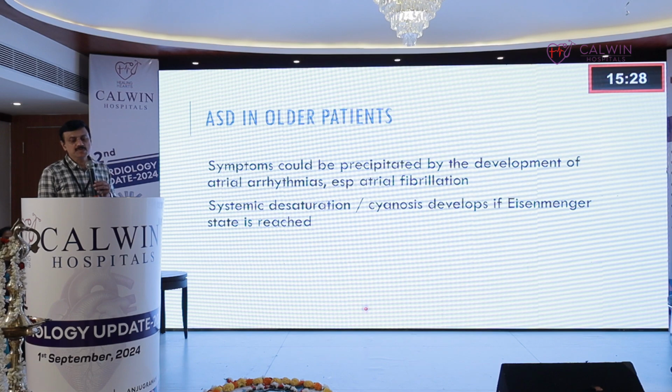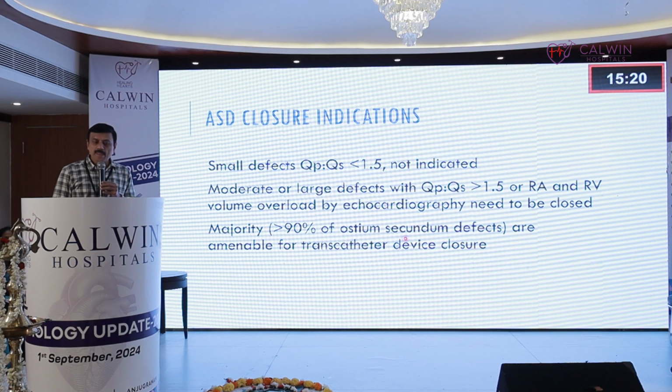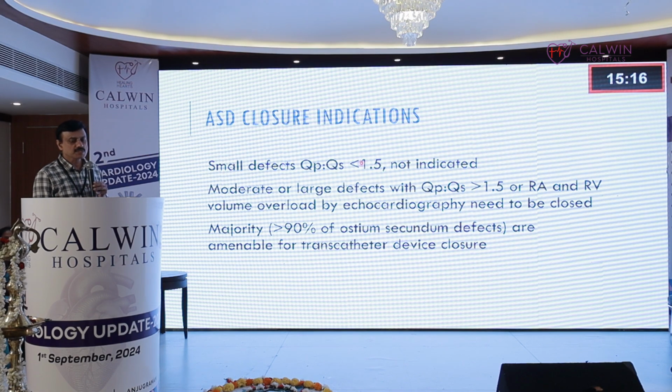Symptoms could be precipitated by the development of atrial arrhythmias, especially atrial fibrillation. Systemic desaturation signs develop once the patient reaches the ischemic status. So what are the indications to close ASD? Small defects, less than 1.5:1, not indicated. Moderate to large defects, more than 1.5:1, or when there are RA and RV overload by echocardiography, need to be treated. Ninety percent of secondary defects are amenable for transcatheter device closure.